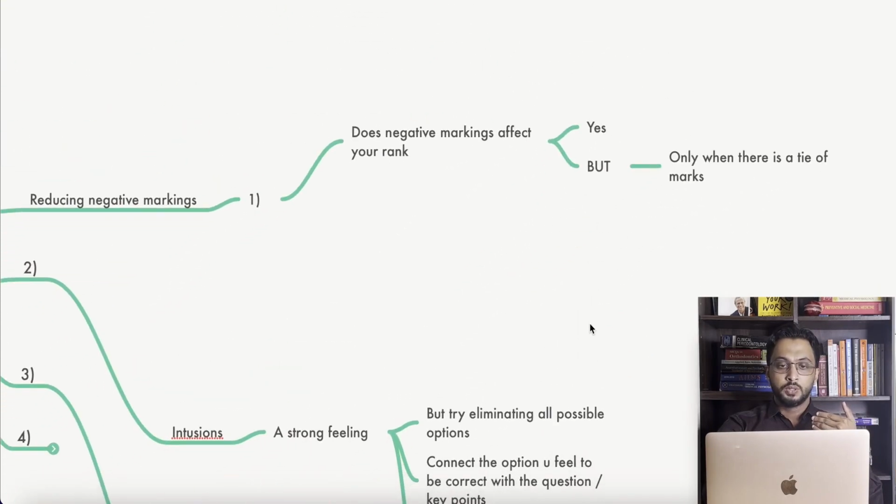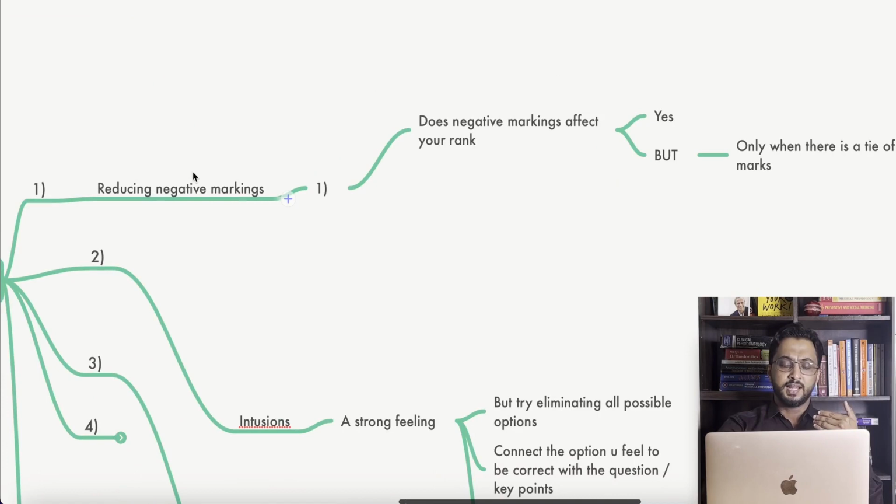Now, on reducing negative markings, I just want to add one more thing. I told you about practice and learning from your mistakes. The best help I have personally felt, divine help you could call it, matters because a small wrong thought can make you go wrong. A very small wrong thought at that particular second, and you went wrong.